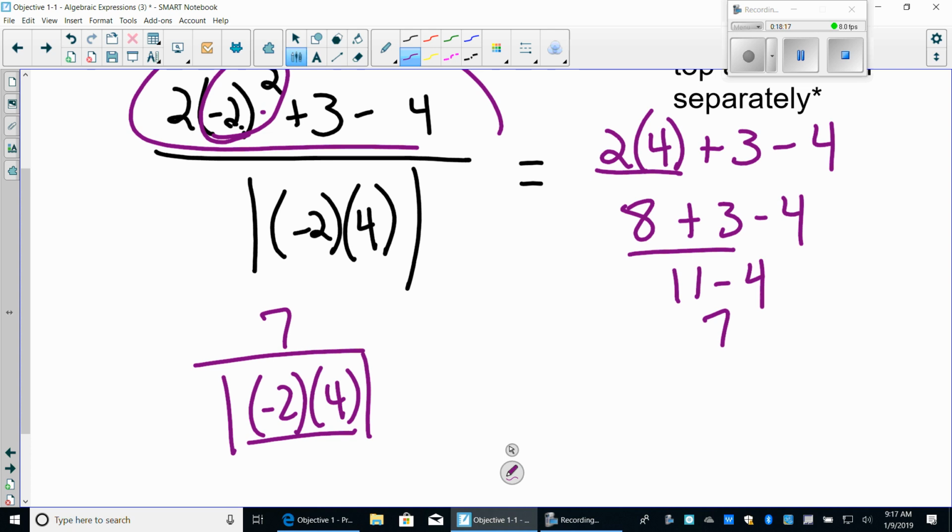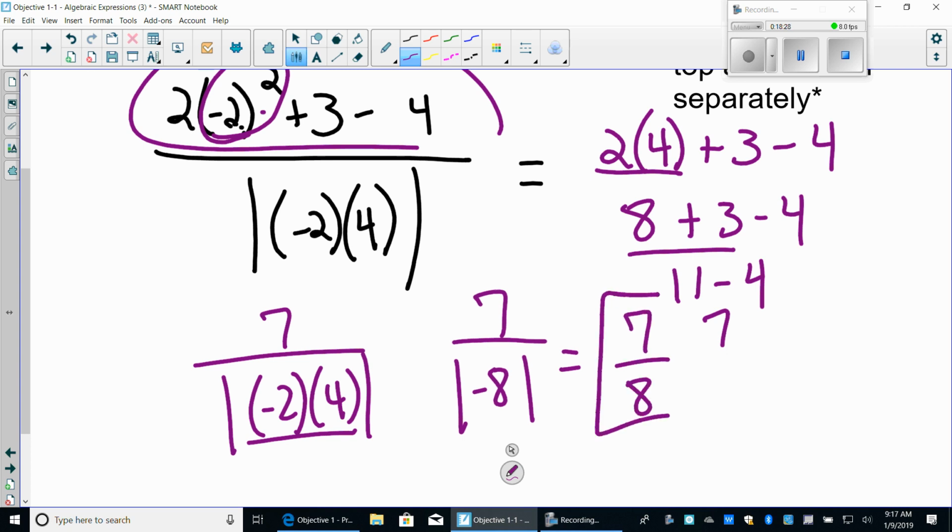So, multiplication on the inside, so that's going to be 7 over the absolute value of -8. And we just talked about that. The absolute value of -8 is 8, a number's distance from 0 on the denominator. So how many finally got 7/8? Yes, good. Any questions?